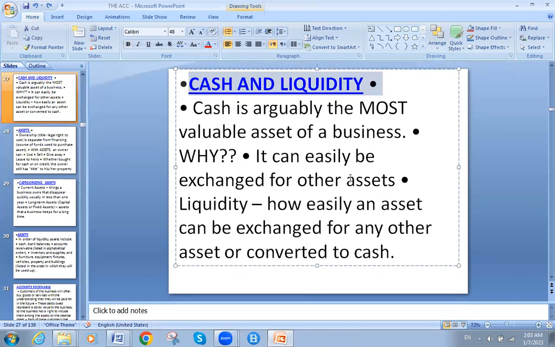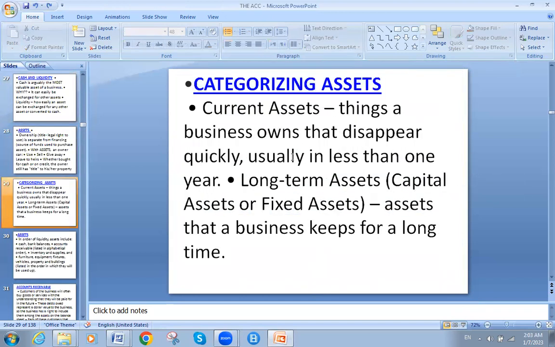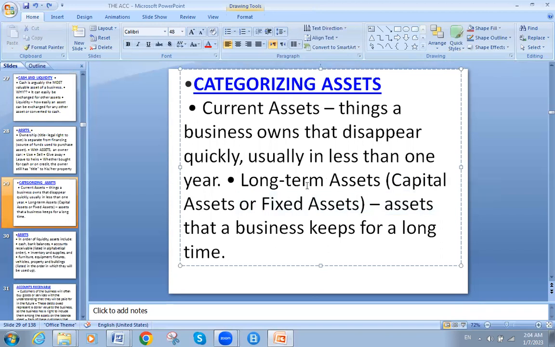So the first thing is cash and liquidity. Cash is the most liquid thing on the balance sheet. Assets are what you own, such as things you sell or give away. Now, categorizing assets: we can say there are two kinds of assets, fixed assets and current assets. The current assets are things owned that disappear quickly. Let us say what you own.